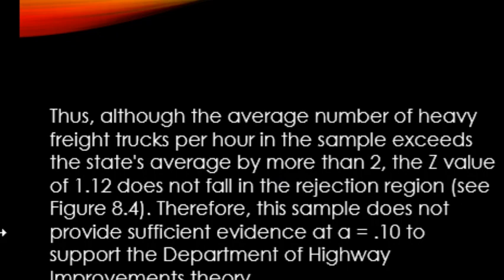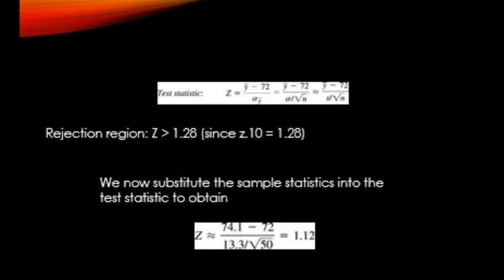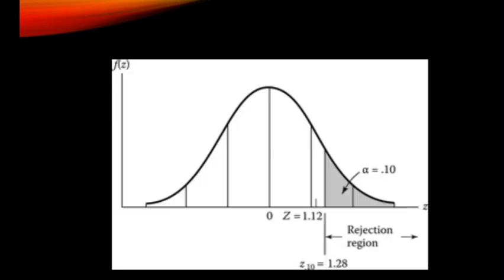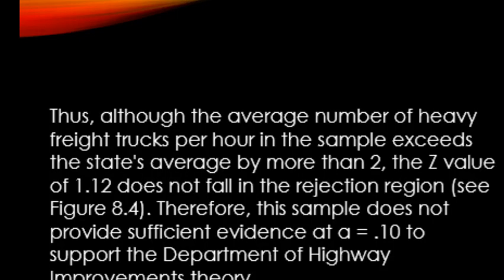The average number of heavy freight trucks per hour in the sample exceeds the state's average by more than 2. But in terms of the z value, the average given was 72, and the sample shows 74.1, which is 2 more than the average. In terms of z value, it's just 1.12 away from the center. It does not fall in the rejection region, and therefore this sample does not provide sufficient evidence at alpha of 0.10 to support the department's theory.